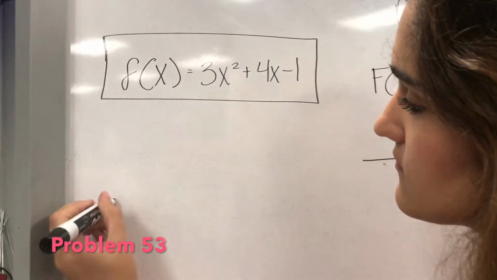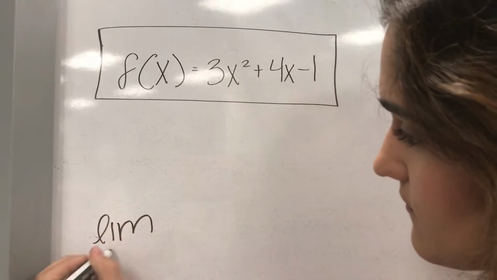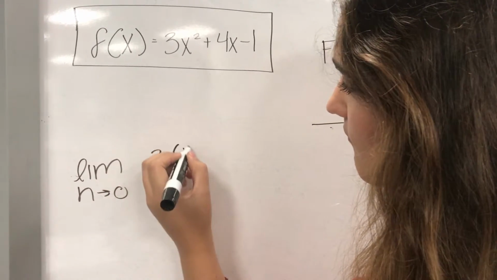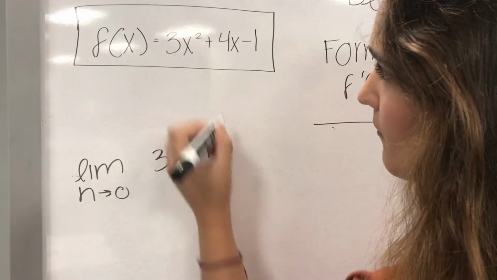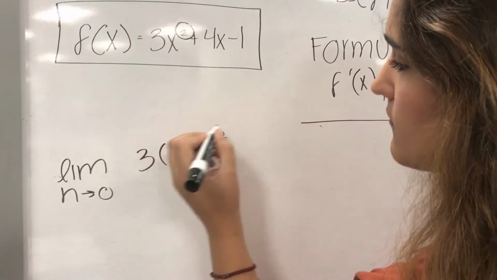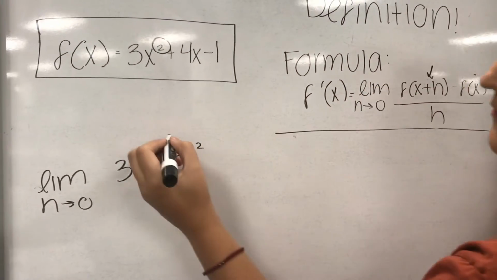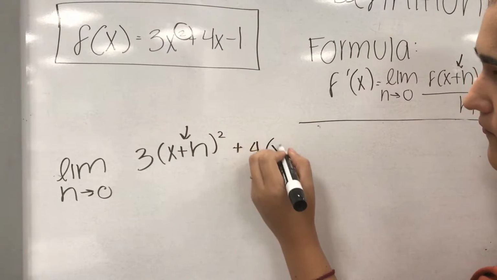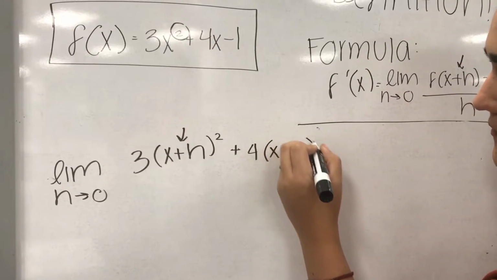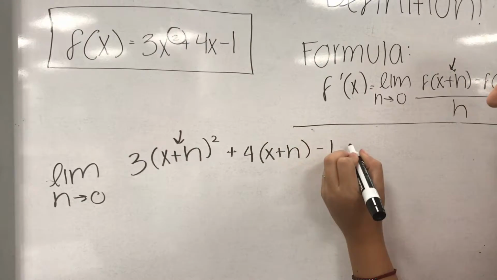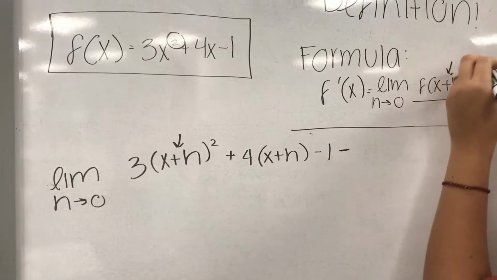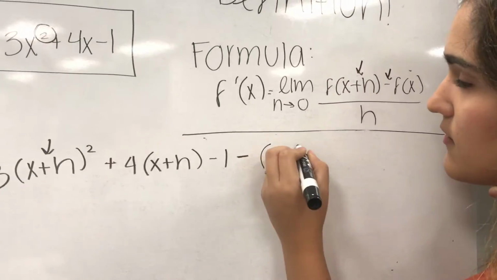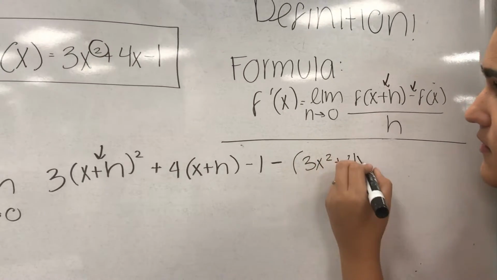The first step is to write the limit when h approaches 0. Now, each time we see an x in the original formula, we have to open parentheses and put x plus h instead. We have a square, so we put that outside the parentheses. So then we continue by putting 4 parentheses x plus h minus 1. Then we put a negative sign and copy the original equation once again: 3x squared plus 4x minus 1.